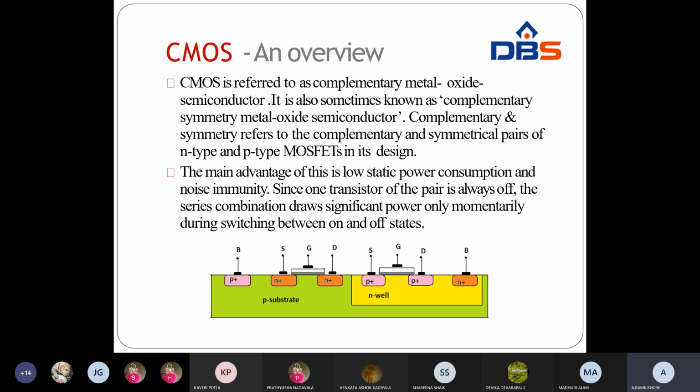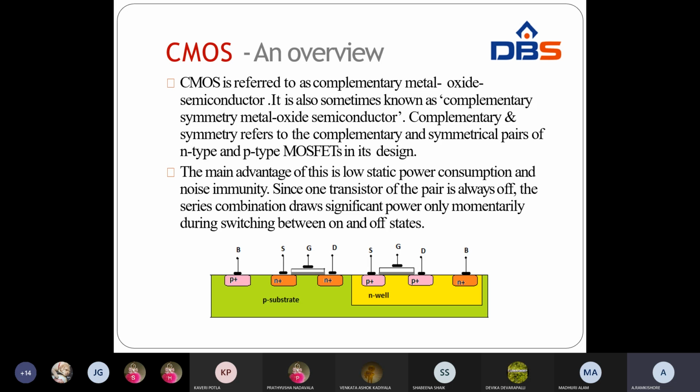Whatever the amount of power or energy required to operate or turn on the device, that term we can call static power consumption. The transistors pair in the same device are always combined in series, and it draws significant power only momentarily during switching between the on and off states.